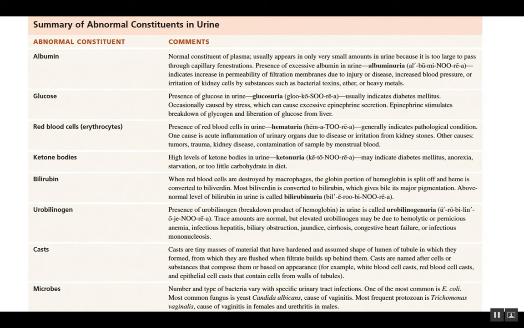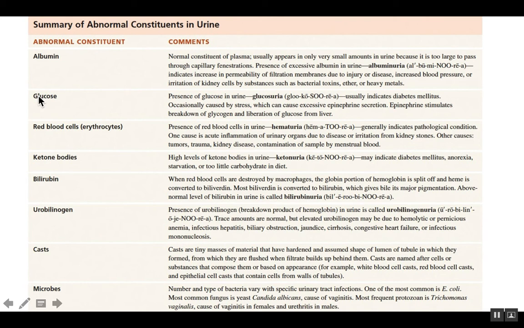It could mean that there is some sort of problem at the kidney. So the permeability of the glomerulus is too high, maybe due to an injury or disease or inflammation. Very high blood pressure could cause that albumin to be kind of pushed out of the glomerulus. And then there's some other things like toxins, heavy metals that might cause this. So albumin shouldn't be in urine because it's too big, doesn't get filtered.